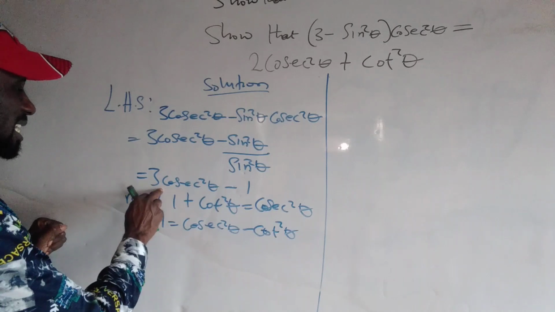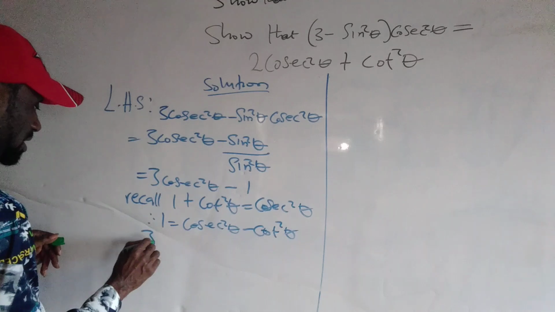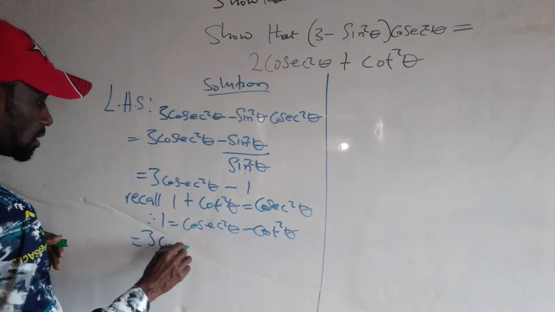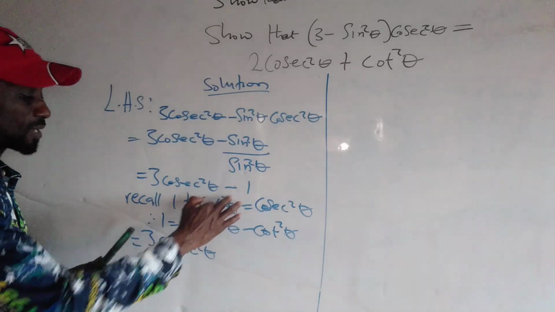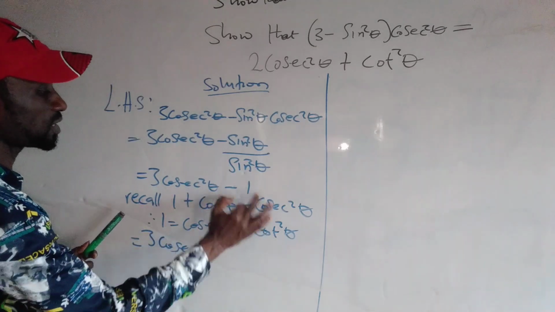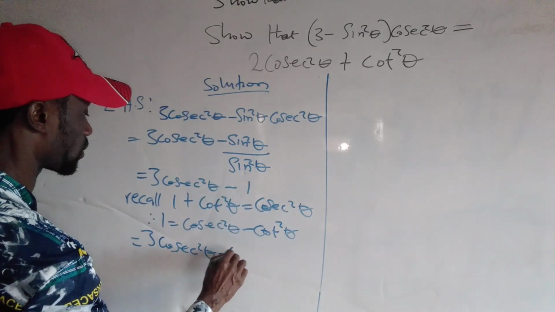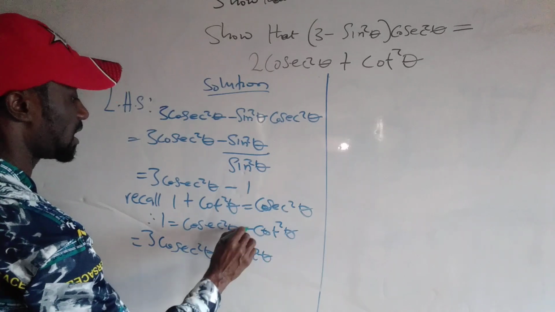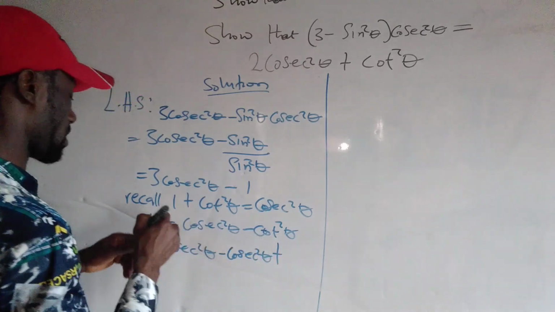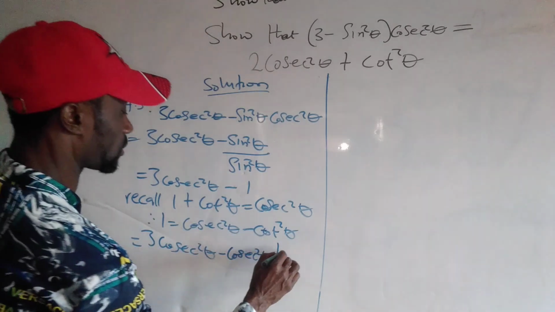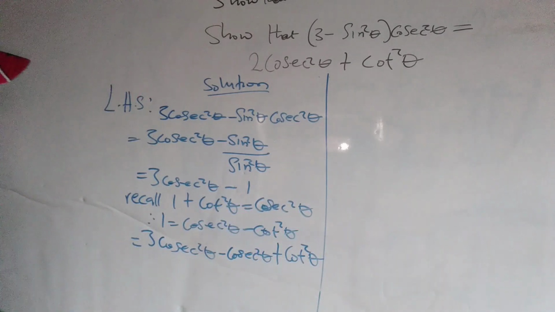That means in this very expression, I can recall that 3 cosec square theta, instead of this minus 1, I will now substitute the whole of this in place of minus 1. So I'm going to have minus cosec square theta, then plus, because minus and minus is plus, plus cot square theta.